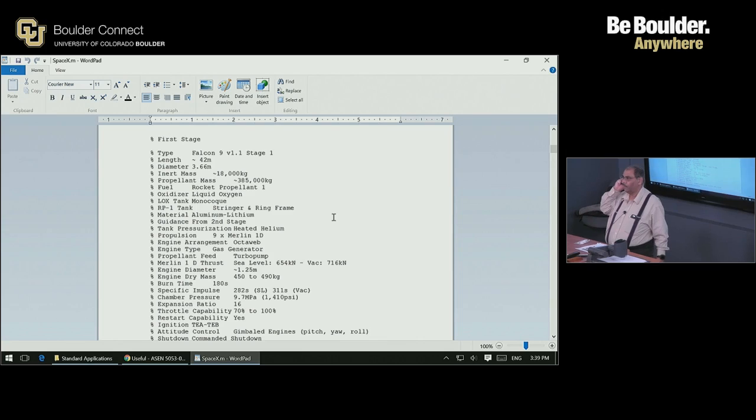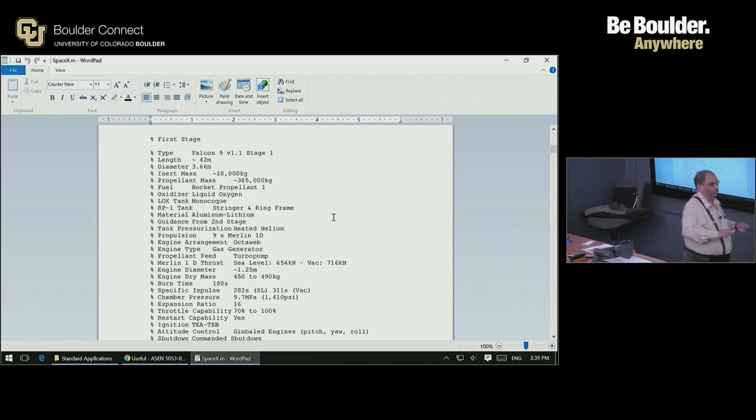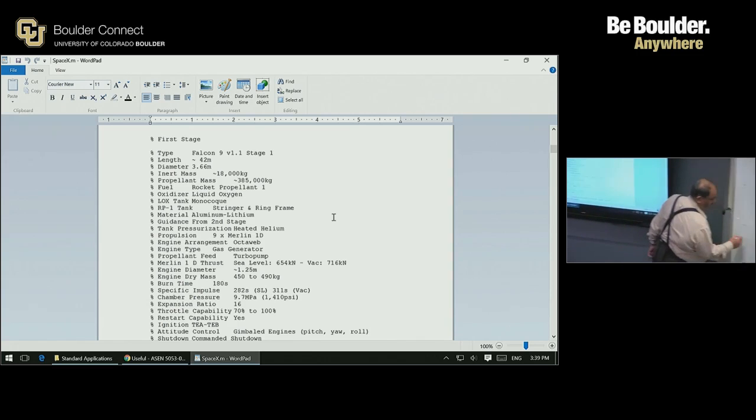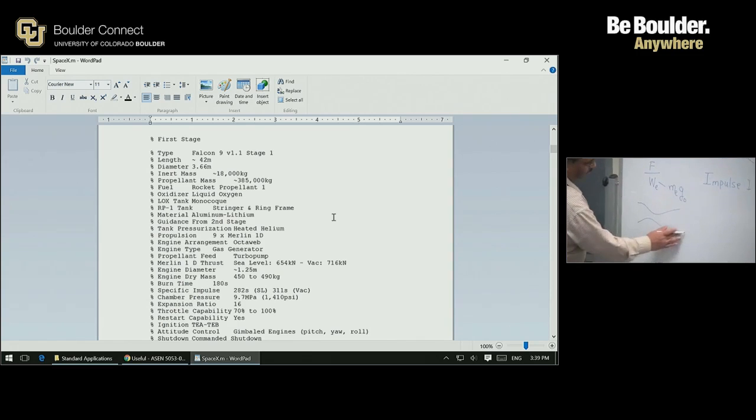The exhaust, the area at the end of the engine bell, or at the nozzle? The nozzle. Well, the nozzle exit area. The nozzle is a convergent divergent nozzle, and it is this area here. And this is the throat area. Okay.